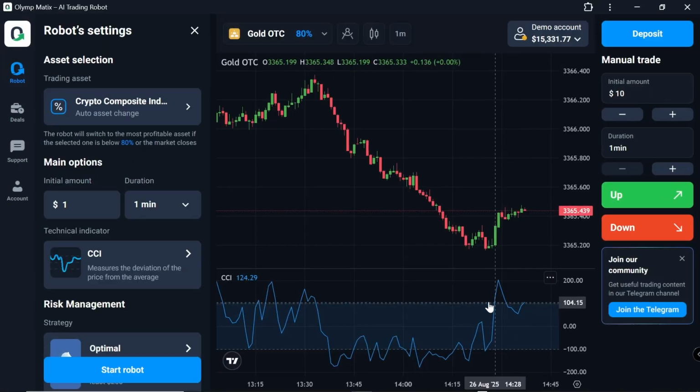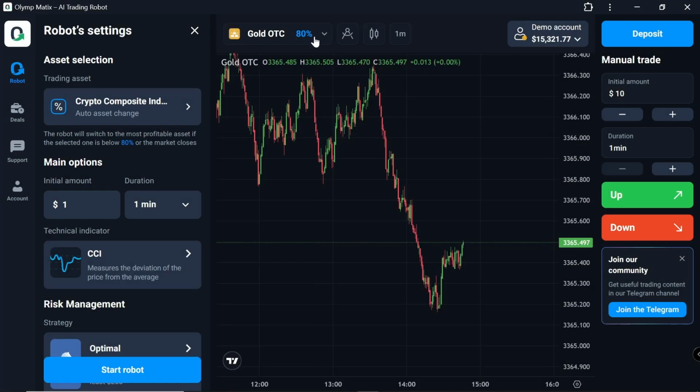The CCI measures the difference between the current price and average price over a set period. When the CCI is above plus 100, the market is overbought. And when below minus 100, it's oversold. This makes it easier to identify entry points for trades. So now I'm going to show you how to trade using the CCI manually.